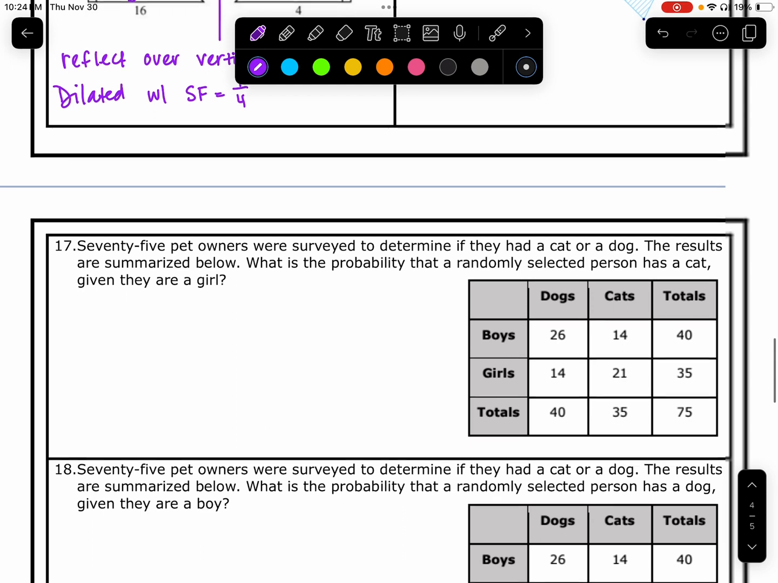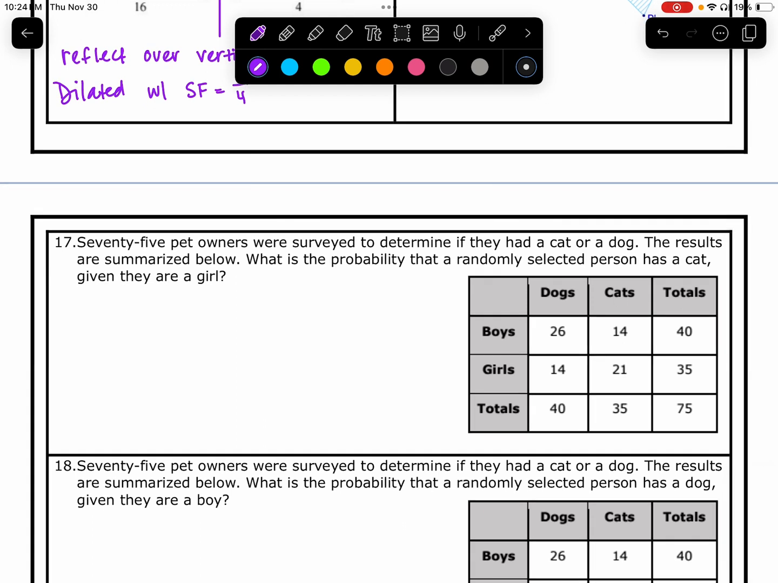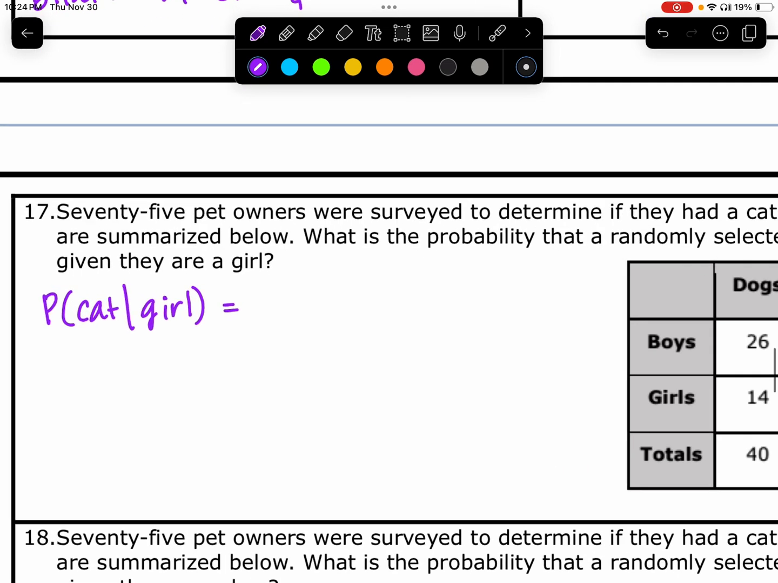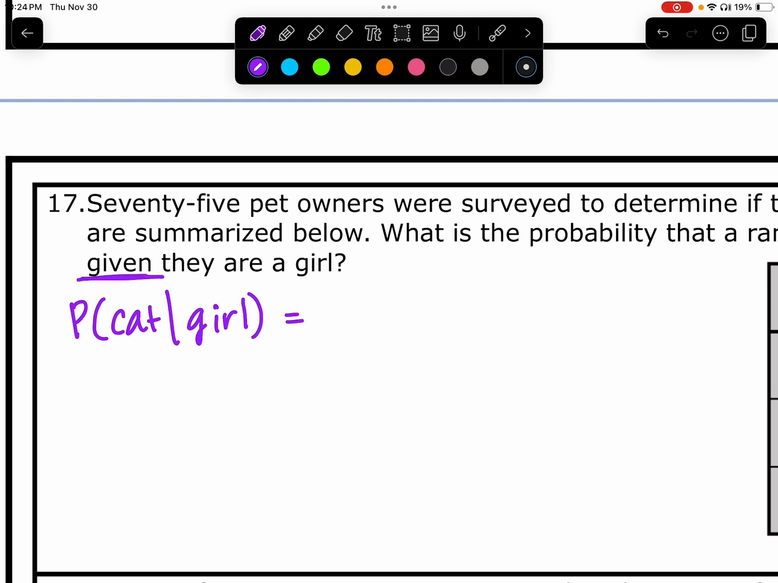All right, number 17. 75 pet owners were surveyed to determine if they had a cat or dog. The results are summarized below. What is the probability that a randomly selected person has a cat given they are a girl? So we want the probability of cat given girl. The formula for conditional probability, it says given, so we're going to use the conditional probability formula. We're going to do cat and girl over girl total.